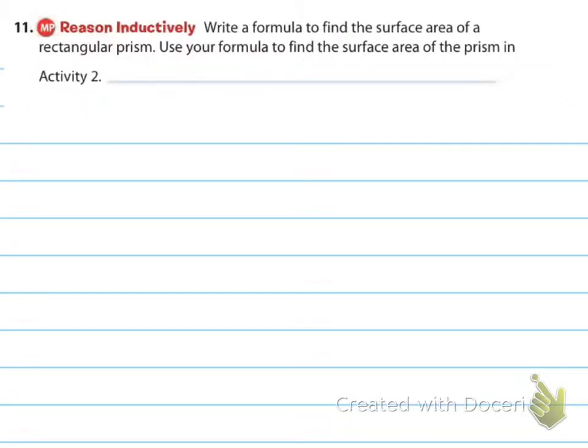All right, write a formula to find the surface area of a rectangular prism. Use your formula to find the surface area of the prism in activity 2. Interesting. So go ahead and look back at, especially, the table, and see if you can come up with a formula. That'll be something interesting that you'll be able to use further on. So check it out and see what you think. Go ahead and pause the video.